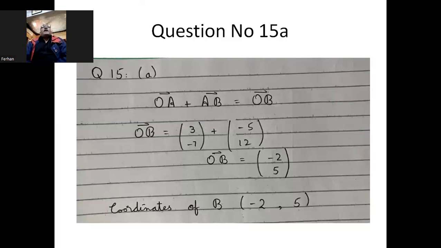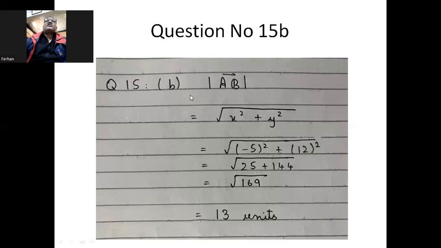So OA plus AB equals OB, and OB will be equal to (3, -7) plus (-5, 12). So you will have -2 on top and 5 downstairs. OB is the position vector of B, and that also represents the coordinates of B. So the coordinates of B are (-2, 5). Never forget how to write the position vector.